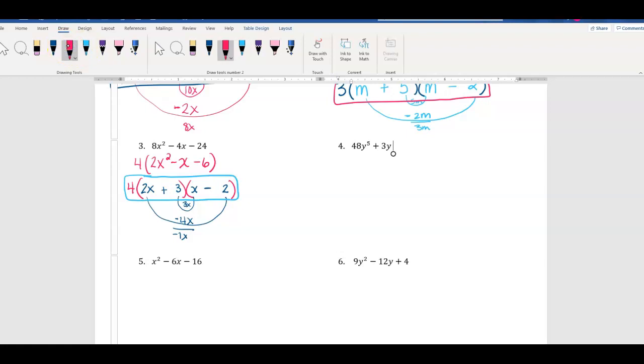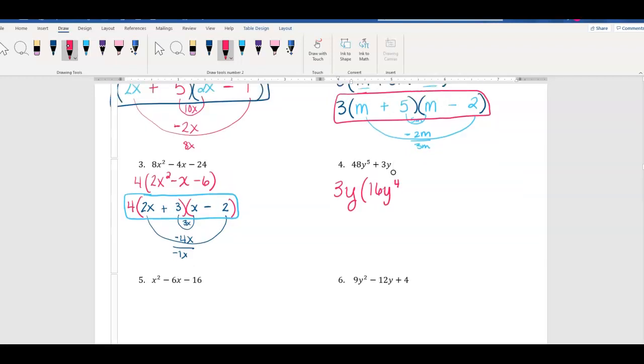Number 4. Do I have a GCF? And I do. I can divide both of them by 3y. Let's see. So if I take out a 3y, when I take out a 3 from this, 48 divided by 3 is 16y to the 4th. 3y divided by 3y is 1. Really, really important that we include that plus sign in that 1. When you remultiply, you get 48y to the 5th plus 3y.